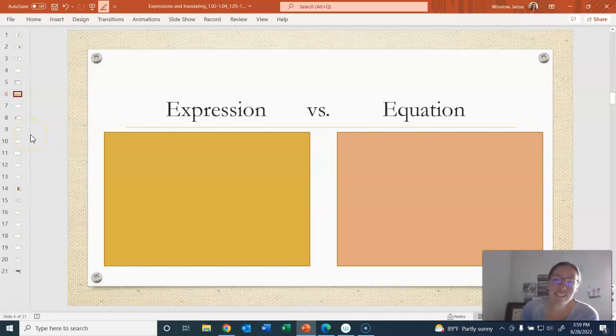So let's talk about the difference between an expression and an equation. We use these words a lot in algebra, and really the main difference is an equation has an equal sign and an expression does not. No equal symbol. We use expressions and equations all the time to model different things in our lives and in our class. So that's the difference. And you can remember because equation has equi in it, like equal to.